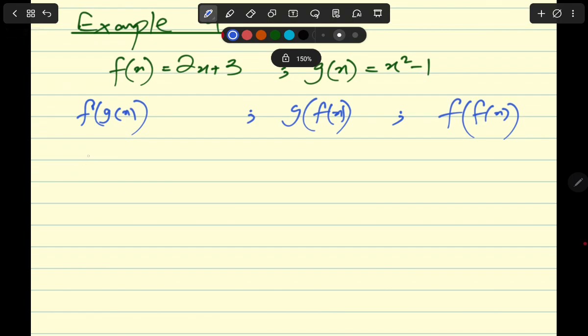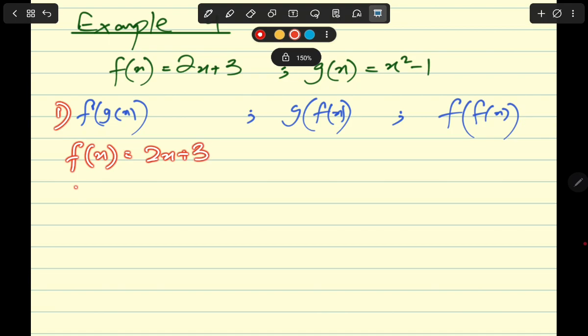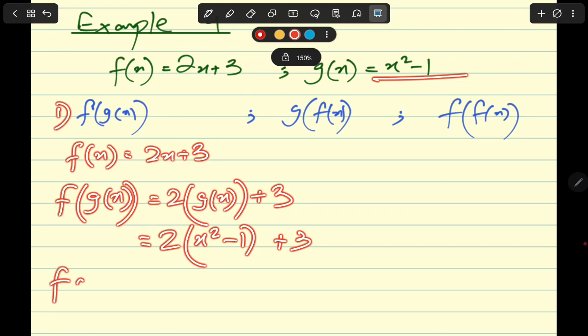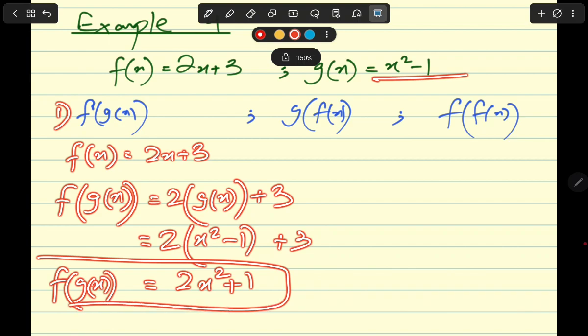Now in order to find the first one, which is f of g(x), so f of x is going to be 2x plus 3. Now in place of x, I'm going to put the input g(x) function. So this is going to be 2 of g(x) plus 3. Now g(x) is nothing but x squared minus 1. So this is 2 of (x squared minus 1) plus 3. So our f of g(x) is going to be 2x squared minus 2 plus 3, which is 2x squared plus 1. So that's going to be my answer for f of g(x). I'm going to put a bracket around it.